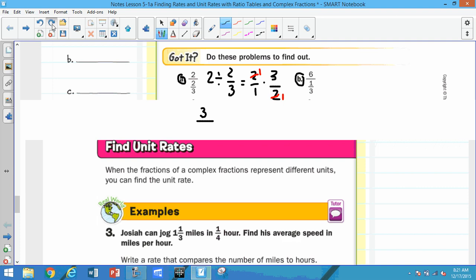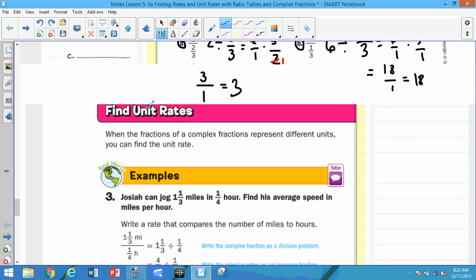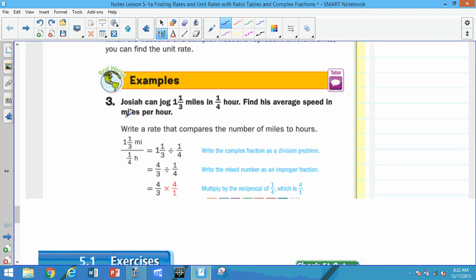So then I have an answer of 3 over 1, which is 3. For B, that's 6 divided by 1/3, and that equals 6 over 1 times 3 over 1. I turned the 6 into an improper fraction by putting a 1 underneath it, and then I took the reciprocal of 1/3, okay? And then you end up with 18 over 1, which equals 18, because you can't cross simplify here, okay?